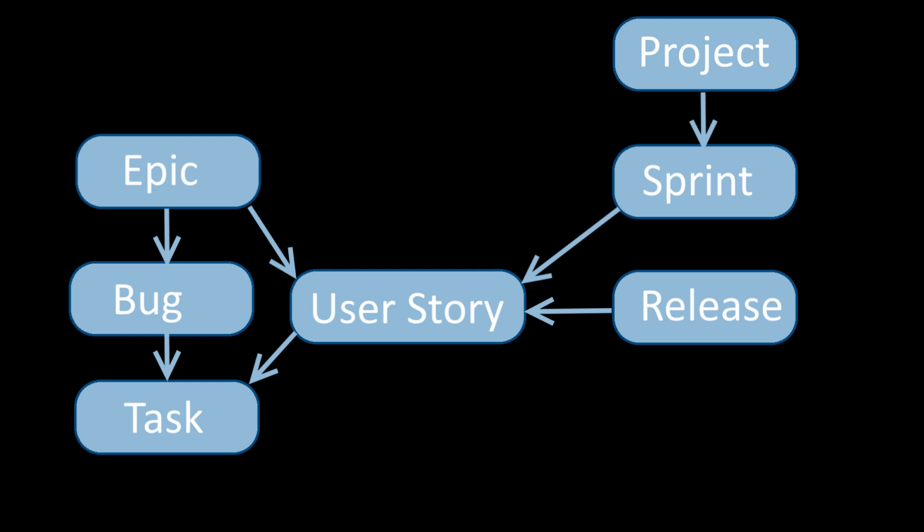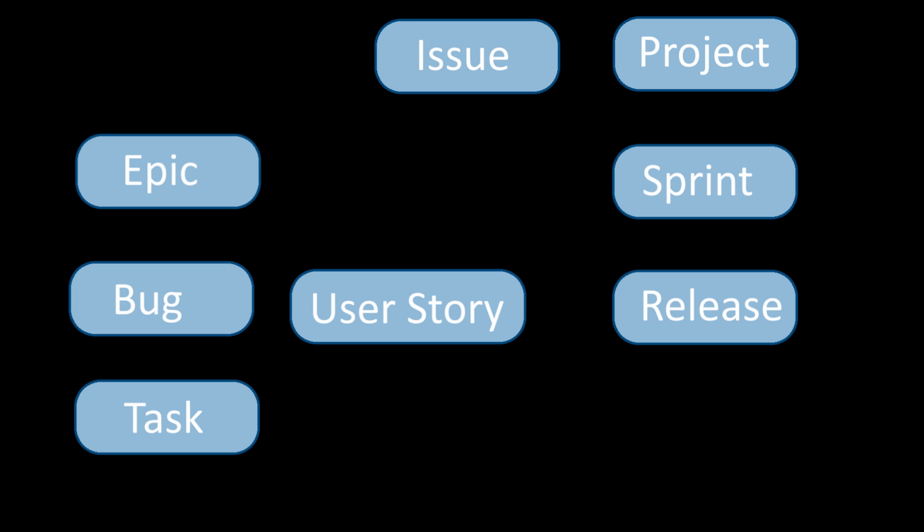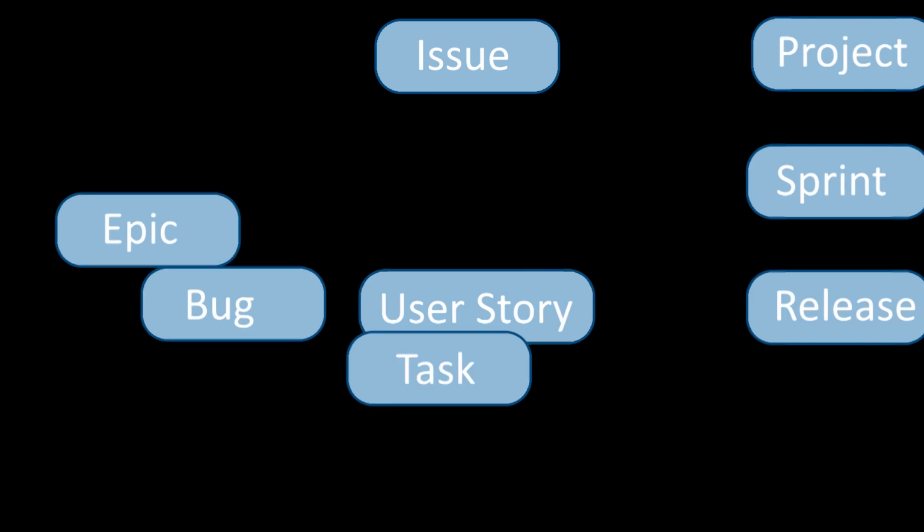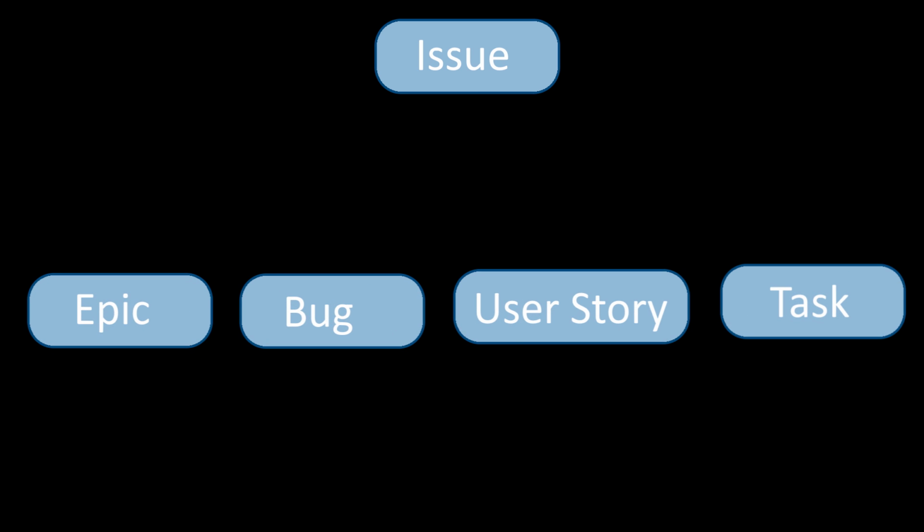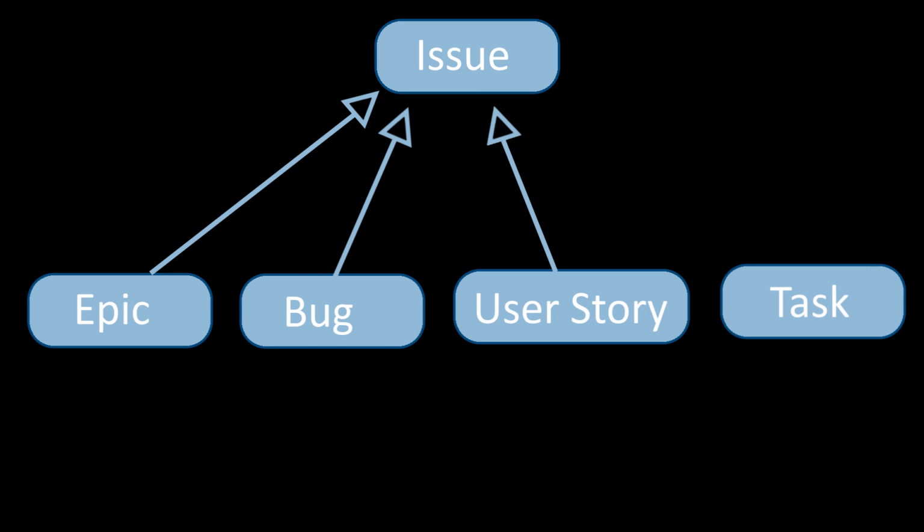The arrows represent relationships between the objects in our domain. We're going to discuss object relationships in more detail in another video, so let's hide them for now. There's one more entity that we need to add to our model. An issue is something that must be addressed through the work of an individual or a group of people. Epics, bugs, user stories, and tasks are specific kinds of issues.